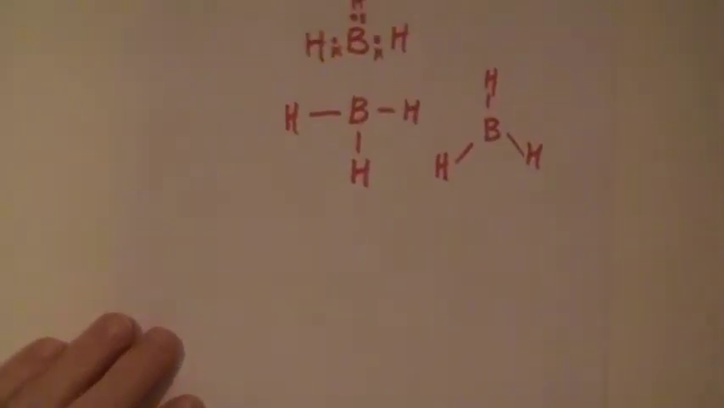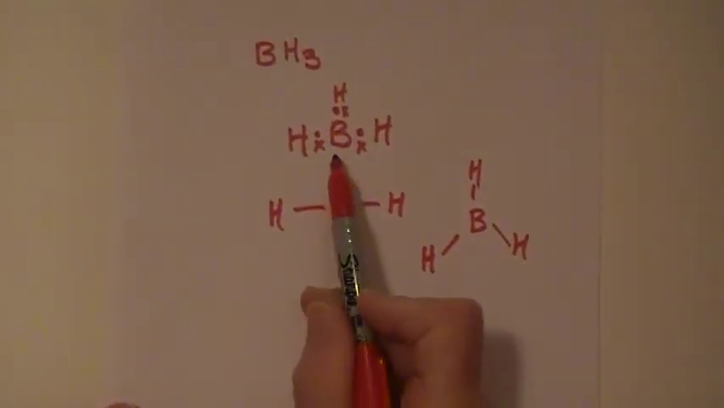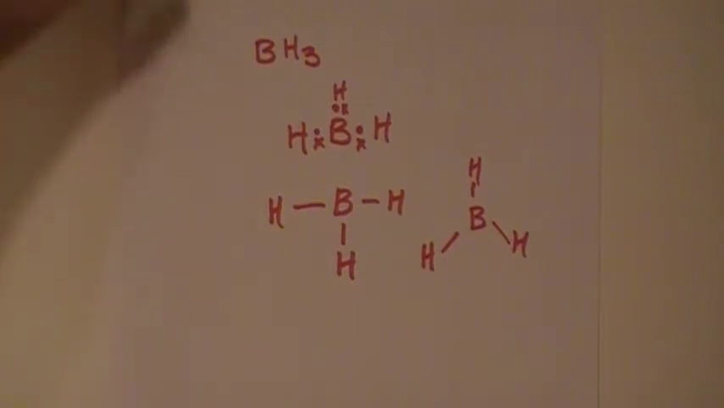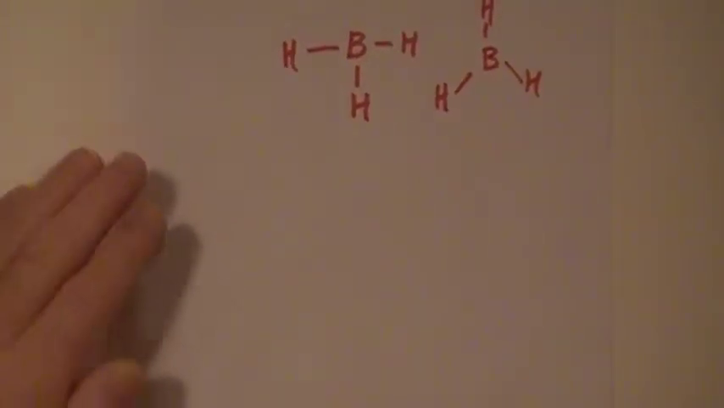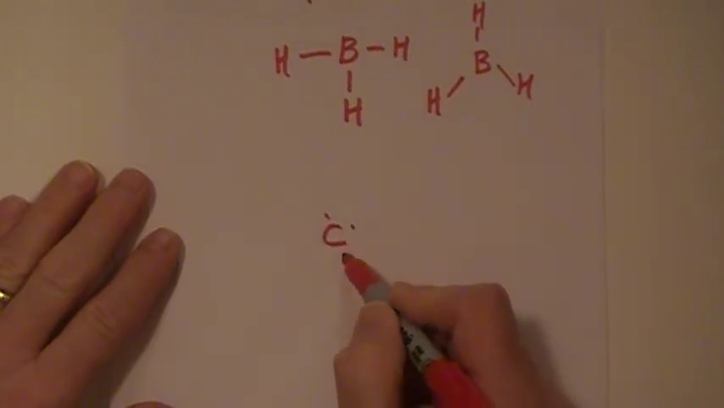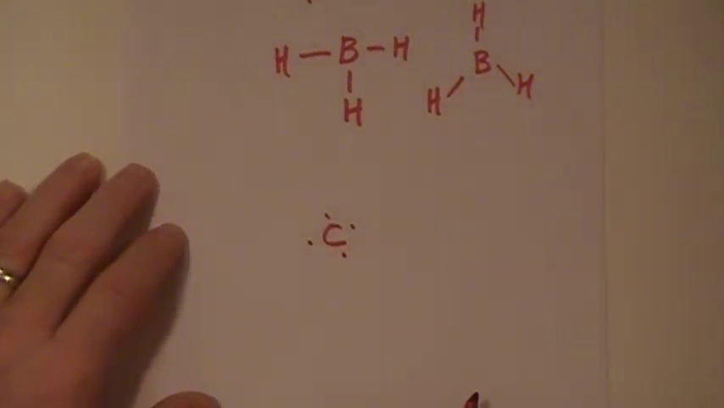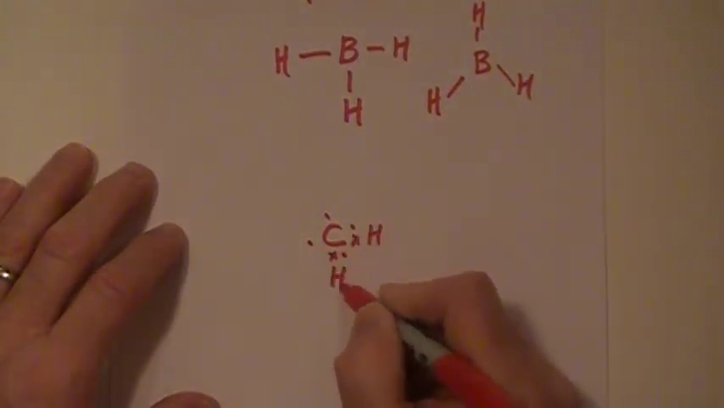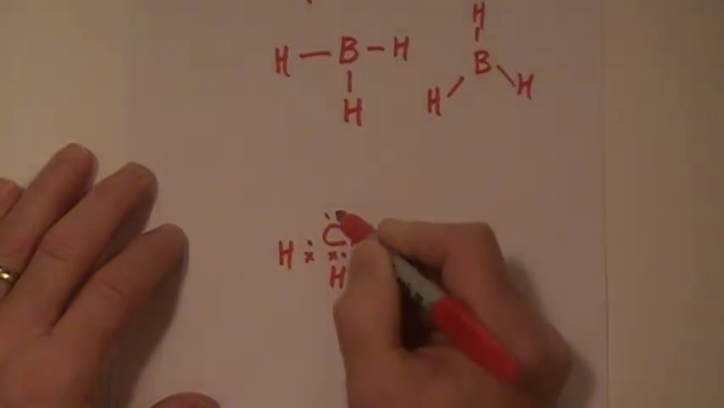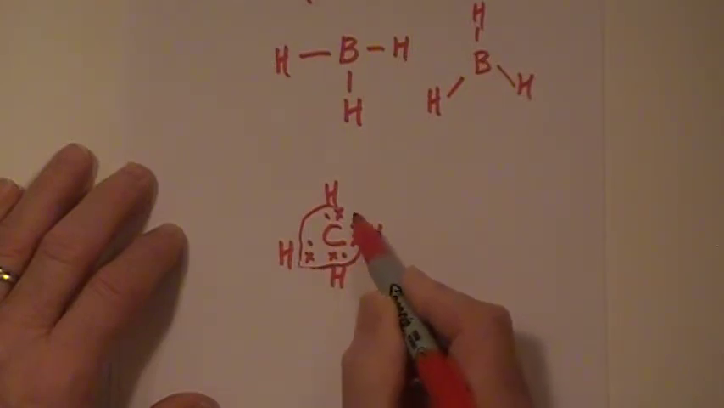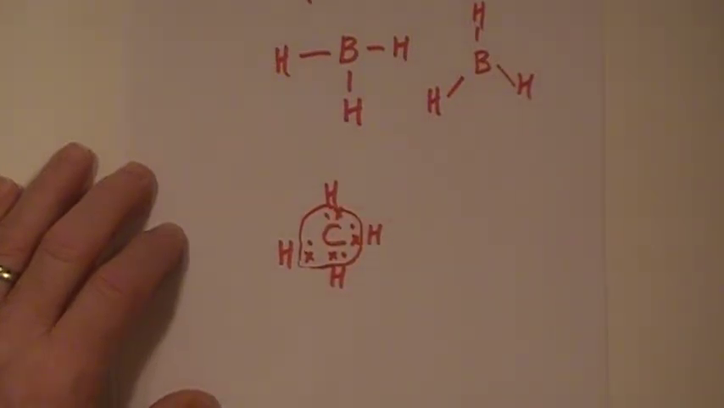Let's look at methane. Now notice in borane that we had 6 electrons around the central atom. 2, 4, 6. But there's the octet rule, and this means that most atoms, when they bond, want to have 8 electrons around them because they will look more like a noble gas. So if we look at methane, now we have 8 electrons around the carbon. The octet rule is satisfied.